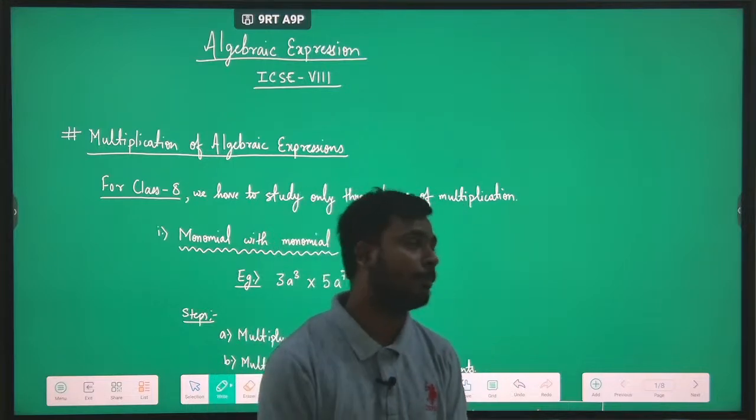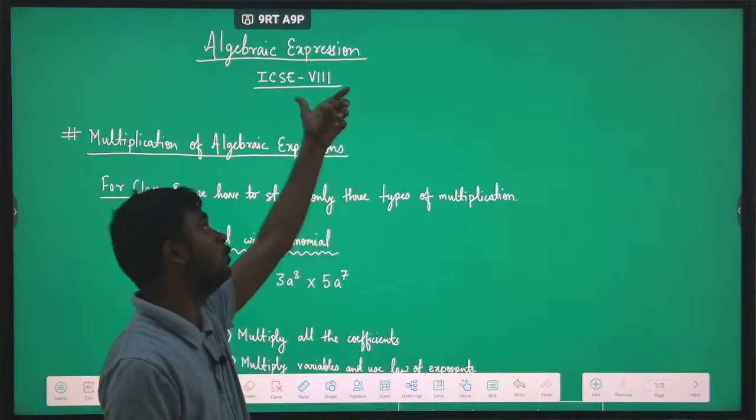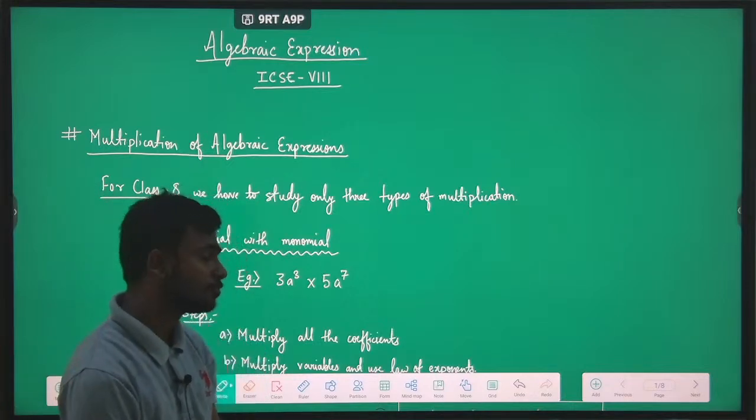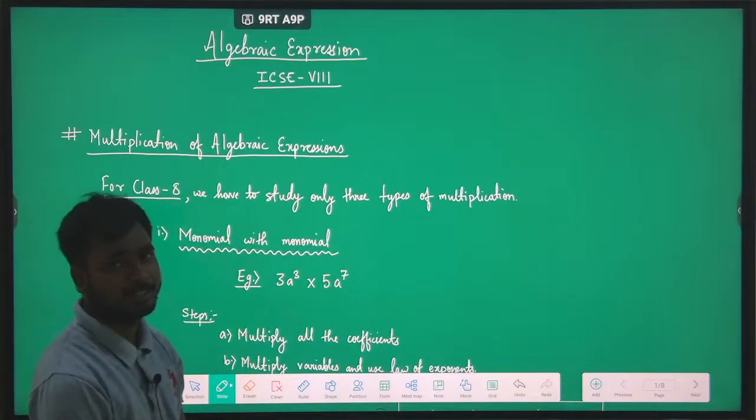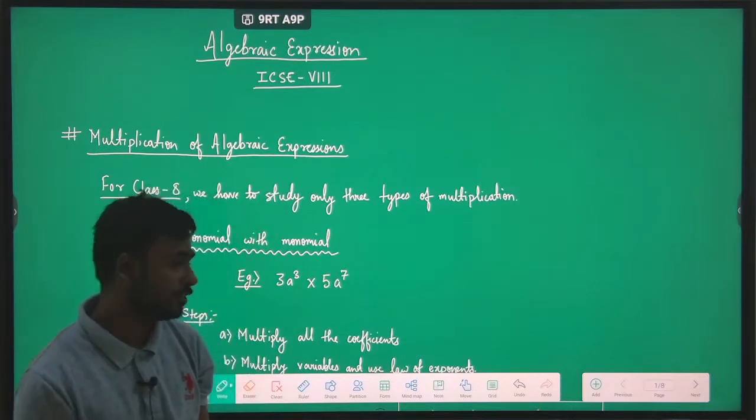Today we will deal with the chapter algebraic expressions. So we have known about algebraic expressions. What are algebraic expressions? What are its types? What is a monomial? What is a binomial? What is a polynomial? We have studied it earlier.